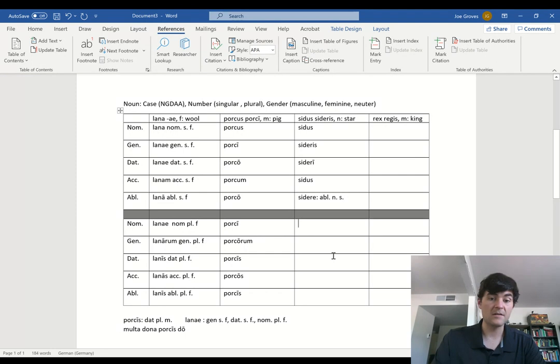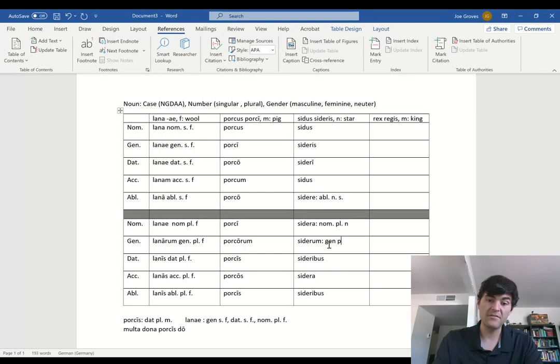Now, if we go on to the plural, well, you'll have your stem, sider, but the second rule of neuter nouns, which you want to remind yourself of, nominative and accusative plurals, end in a. So you have sidera, and so this would be nominative, plural, neuter. You'd have siderum, sideribus, sidera, and sideribus. So here you would have a genitive, plural, neuter.